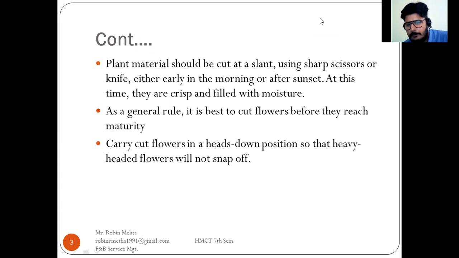Upside down position, if we talk in a normal way, because it prevents snap off, it prevents them from breaking down. They may break down because they have a very heavy head.